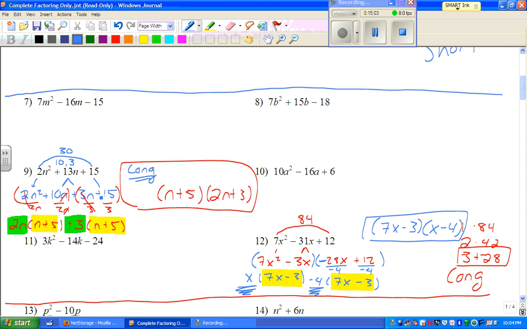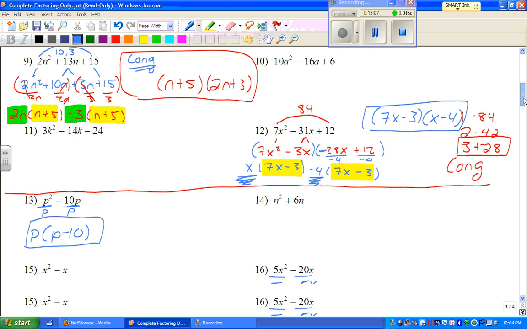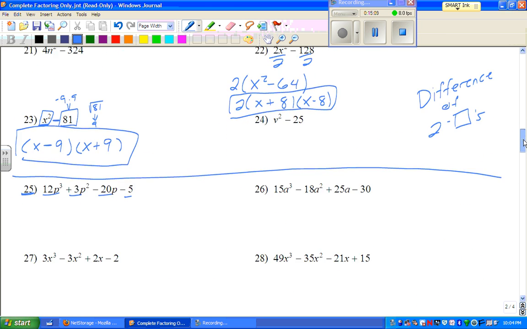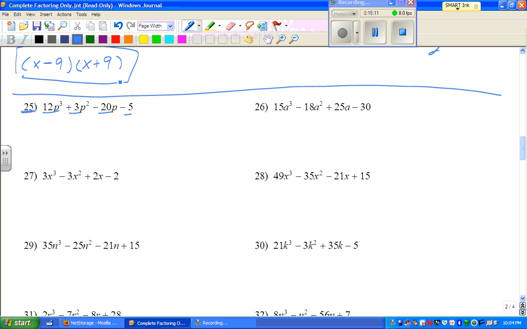What did I do when I had 4 terms? You're right, I grouped them. So, let's go back to that problem. Anytime you have 4 terms, 1, 2, 3, 4, we are going to factor these by grouping. And it's the same way that you guys grouped them before. You take the first 2 and you group them. You take your second 2 and you group them.